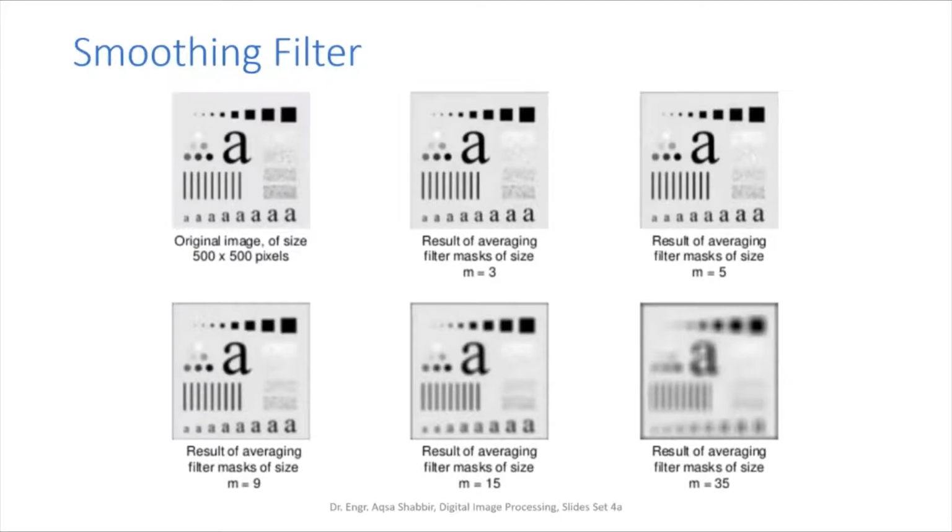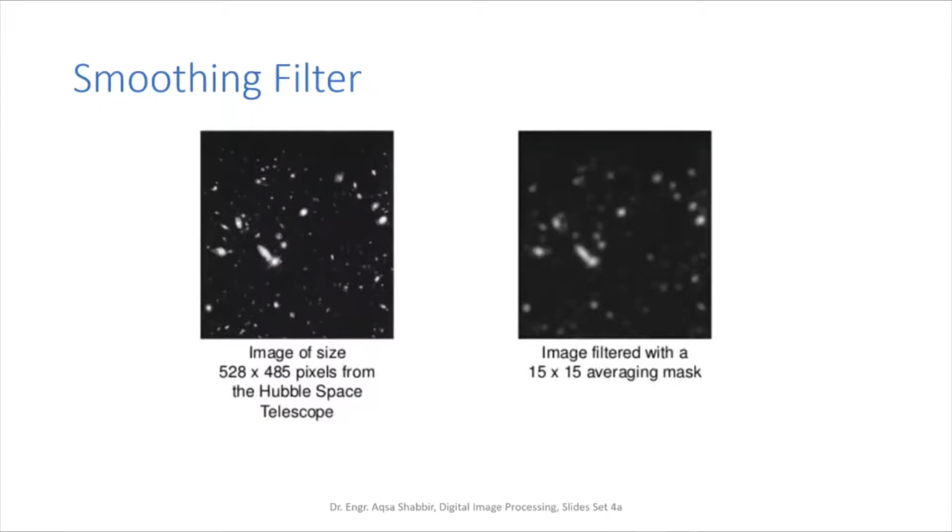Especially in the cases when m is equal to 15 and 35, some of this blackness is blended into the filtered image, and it becomes truly objectionable for images smoothed with larger filters as compared to images smoothed with smaller filters, such as the figure where m is equal to 3 or where m is equal to 5. Here is another example of the working of the smoothing averaging filter.